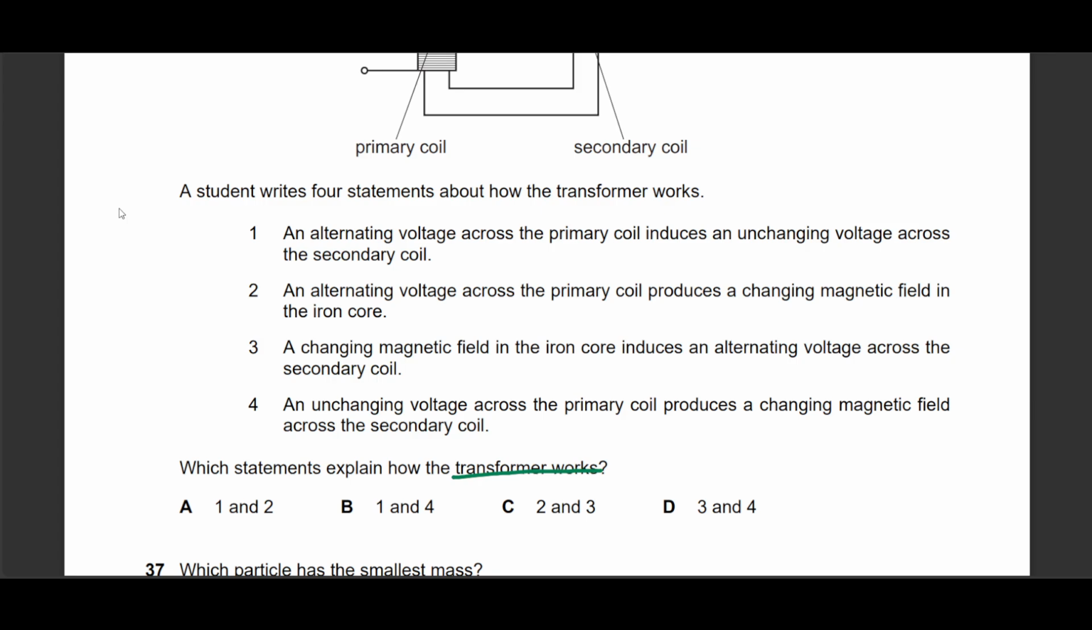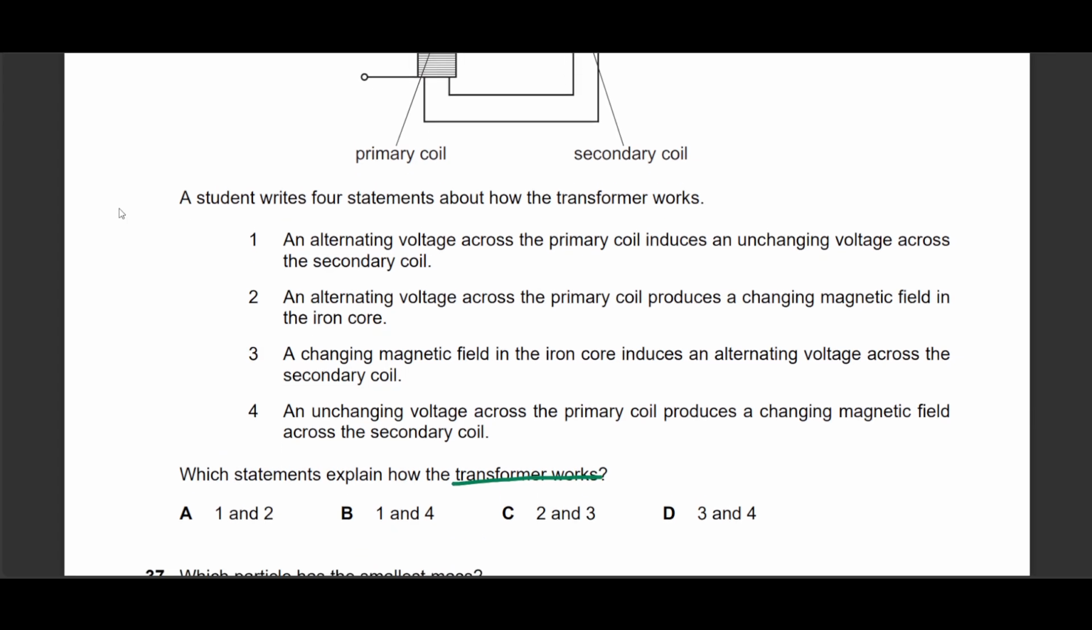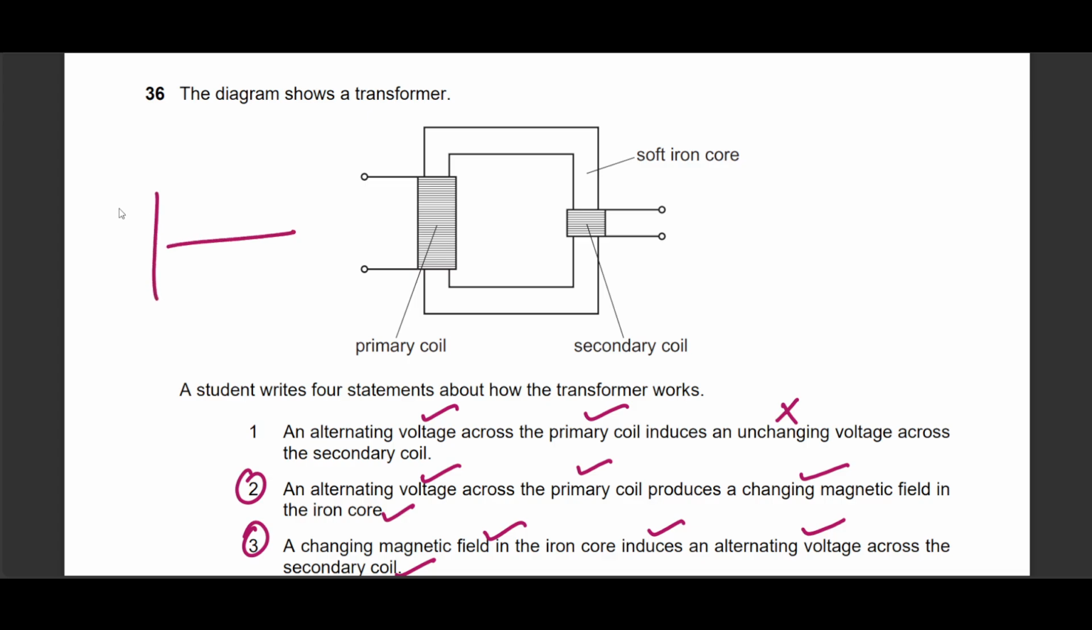So he says that there is an alternating voltage in the primary coil. Good, induces an unchanging. No, there is always a changing magnetic field or a changing voltage across the secondary side as well. So alternating on the primary, changing magnetic field. Good. In the core, yes. A changing magnetic field, yes. In the core, induces alternating voltage, yes. Across the secondary coil, yes. So option 2 and 3 are the correct answers. An unchanging voltage, no, the voltage is changing because the device works on an AC supply. So you provide AC and you get AC.